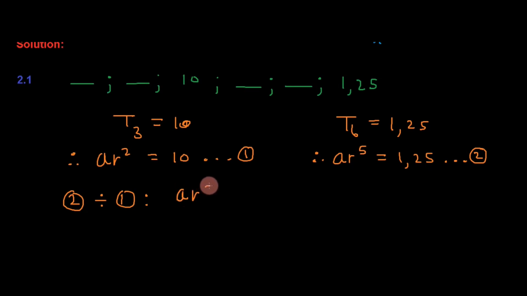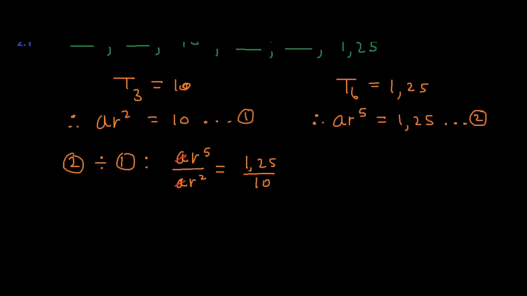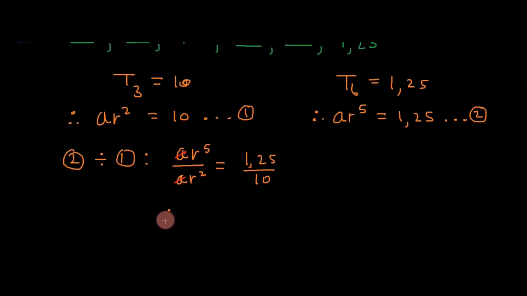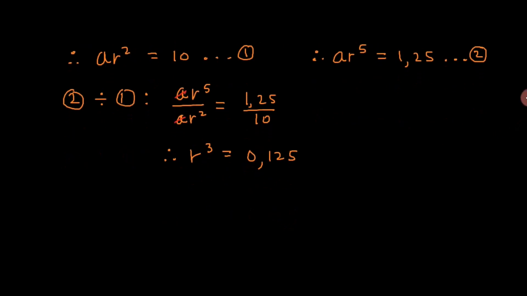So AR to the 5 divided by AR squared must equal 1,25 divided by 10. The a's cancel here, and r to the 5 divided by r squared, of course, is r cubed. And then 1,25 divided by 10 is 0,125. Now we can take the cube root on the right-hand side. So r will equal the cube root of 0,125.